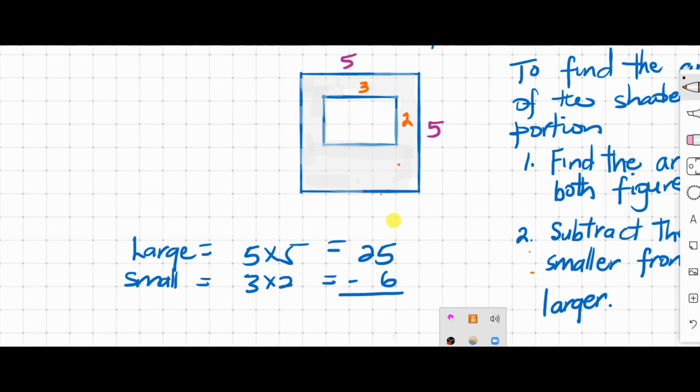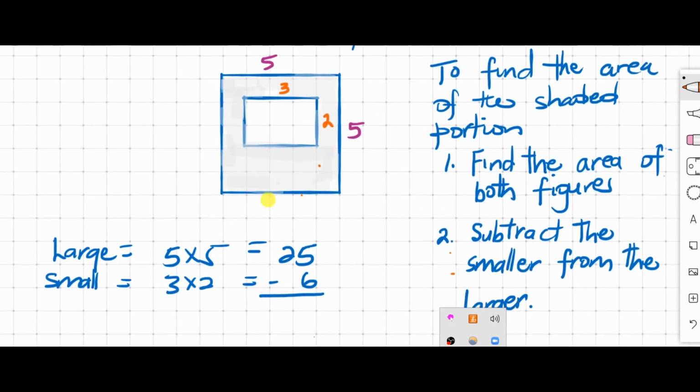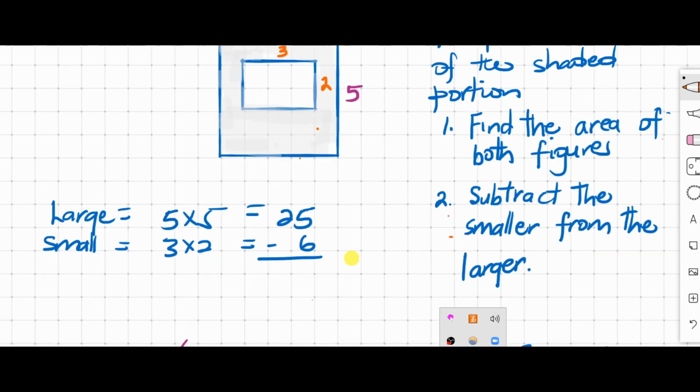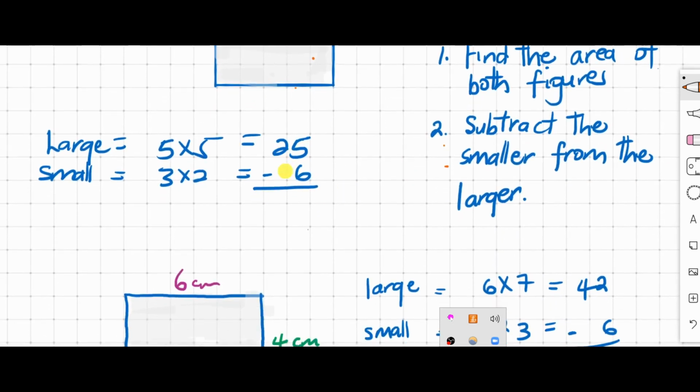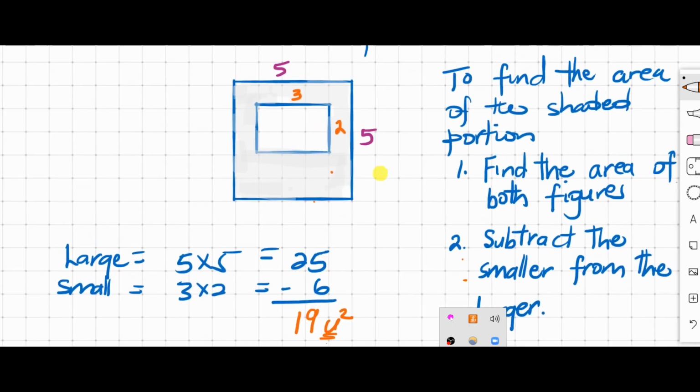So let's find the areas of these shapes now. For the first one, 5 by 5, that would give us 25. The smaller one is 3 by 2, that would give us 6, and we're going to subtract those. So 25, and we take the 6 from it, and that would give us 19. Okay, so the area should be 19 units squared. Let's put units squared here. So 19 units squared, and let's see if that is so.